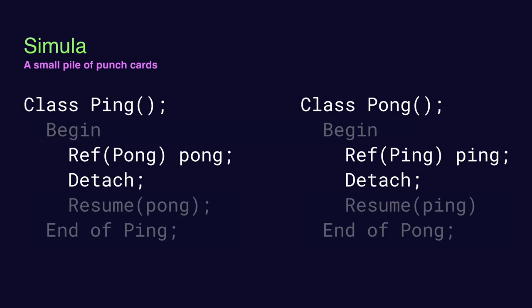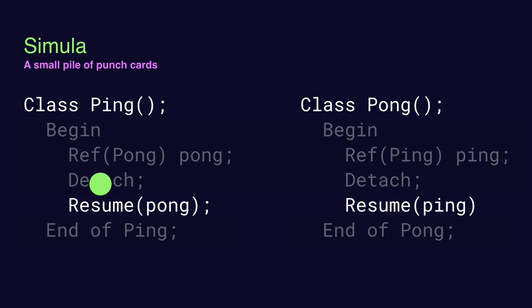What I'm going to do is make a reference to Pong from Ping and a reference to Ping from Pong. And these are just reference variables like you might declare in Pong. Then I'm going to call detach. And this is kind of a magical thing. So when Pong is running, when detach gets called, it's going to suspend the execution of Pong and pass control back to whoever called Pong. It's going to do that same thing over in Ping. And then the caller is going to be responsible for setting up these references and then resuming both of these. And when it gets resumed, it's just going to pass control between these two things.